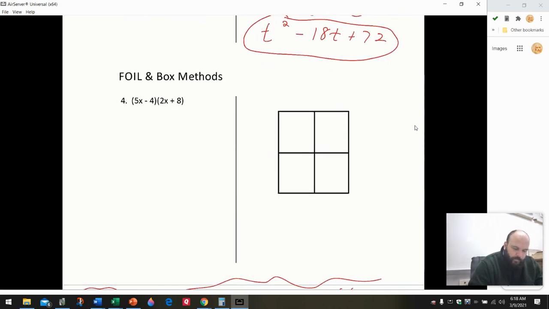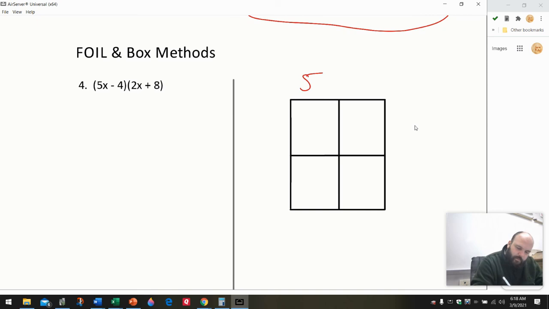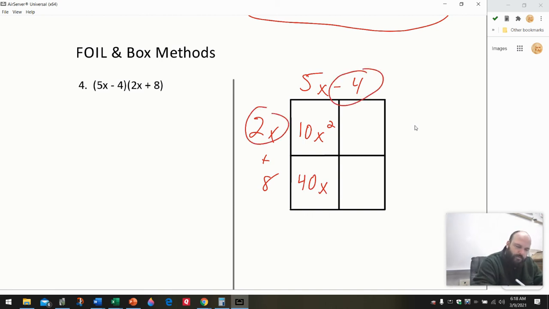Okay, last one. Once again, we can write our first term there, second term right there. We'll go with the box method first, 5x times 2x. Now this is a little tricky. 5 times 2 is 10, and then x times x again is x squared. Then we have 5x times 8. That gives me 40x. Then we have negative 4 times 2x, negative 8x, and then negative 4 times 8, negative 32.